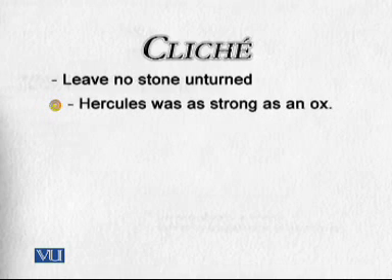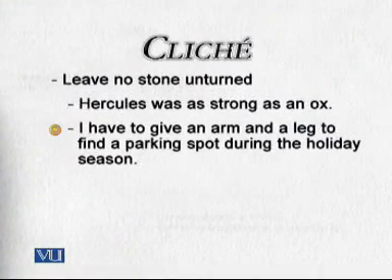Therefore, don't use them. If you come back to the slide, you see 3 sentences. The first one: Hercules was as strong as an ox. If you see this example, "as strong as an ox" is a trite, overused expression. It has no good effect in this sentence. Second example: I have to give an arm and a leg to find a parking spot during the holiday season. To give an arm and a leg is to show that something was costly. This is again an overused, trite expression, and it does not do any good to your sentence. It has to be out.